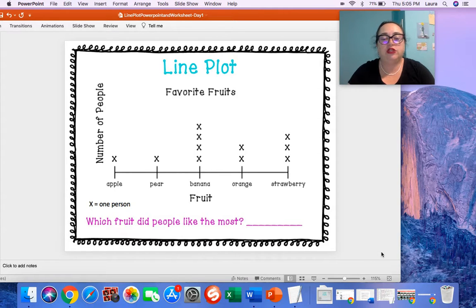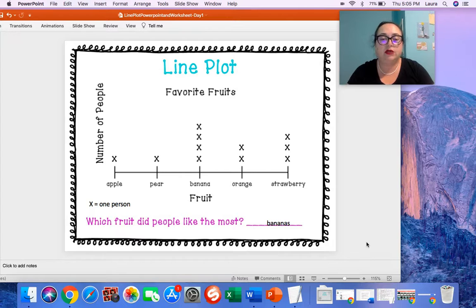Our next question is, which fruit did people like the most? So let's look at our X's. Which one has the most X's? We know that means it has the most people. So we can see that the most children chose bananas. So I'm going to write, which fruit did people like the most? I'm going to write bananas. Or banana, either one will work. And we can look at that.